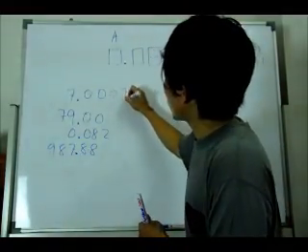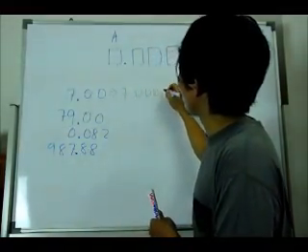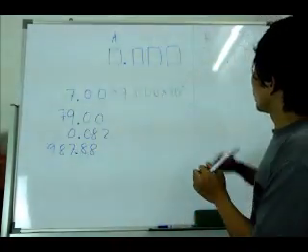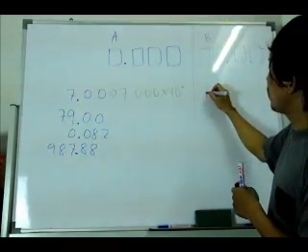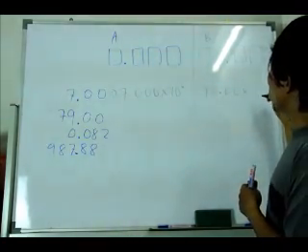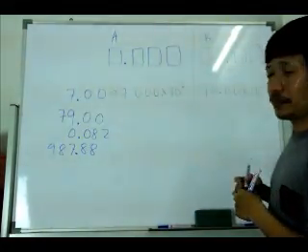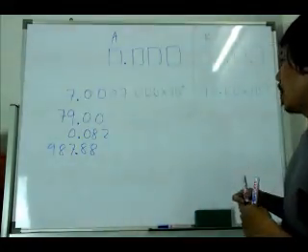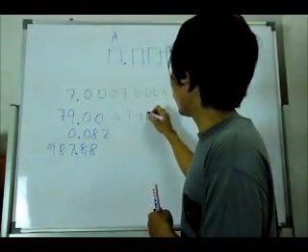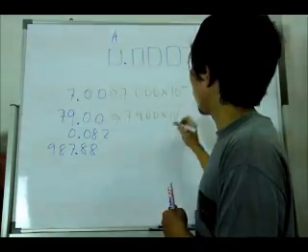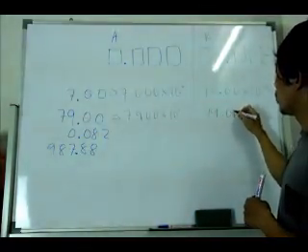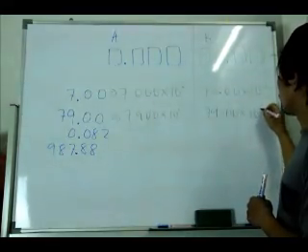A will do it like this: 7.000 times 10 to the 0. B will do it like this: 70.00 times 10 to the negative 1. And 7.900 times 10 to the 1. Here, 79.00 times 10 to the 0.